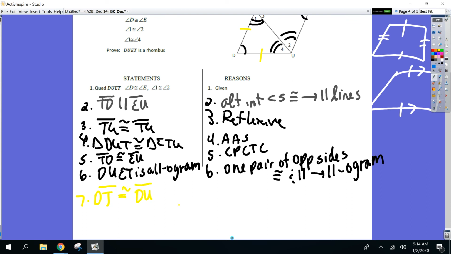Tyler, I saw your hand raised over there. Why? In a triangle, congruent sides form across congruent angles. Guys, that's an isosceles triangle. Across from the congruent angles are congruent sides. Yep. And now I just made DUET into a rhombus.